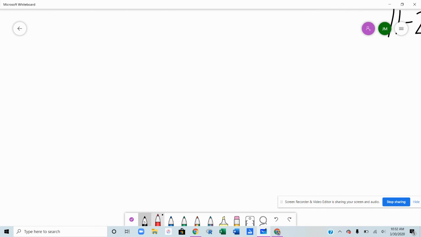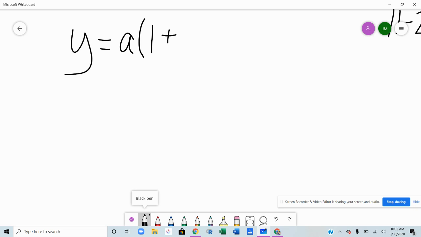In 11.4, we have an equation form that is very similar, that you need to make sure you get written down for today's lesson. Y equals A, and then in parentheses it is 1, and then this plus or minus sign that you have seen before, R, all to the power of x. Okay. Now let's talk about what each of these variables mean, y, a, r, and x.